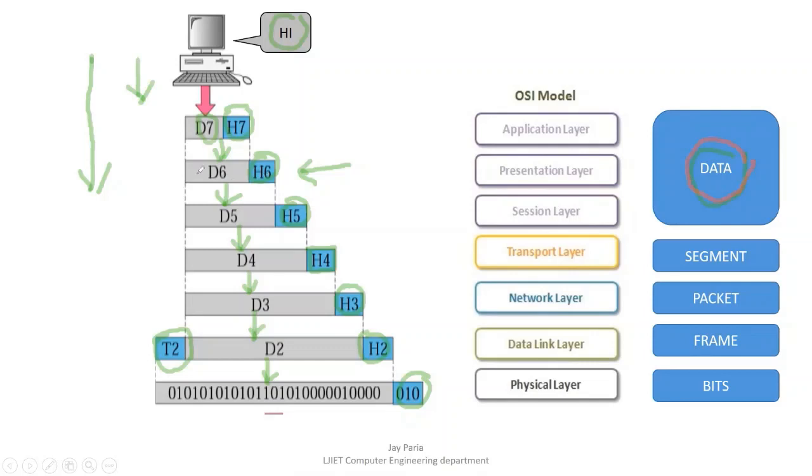The D6 and H6 combined together are called data. The D5 and H5 together are called data. And this thing is called protocol data unit, PDU. So when I ask you what is the PDU for the application layer, the answer should be data. What is the PDU for the presentation layer? It is again data, and the same for the session layer.